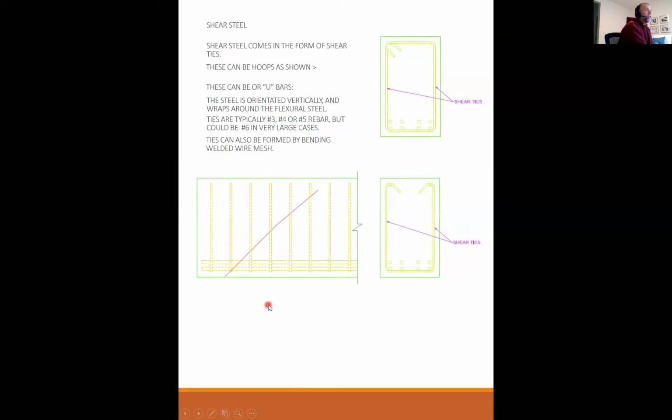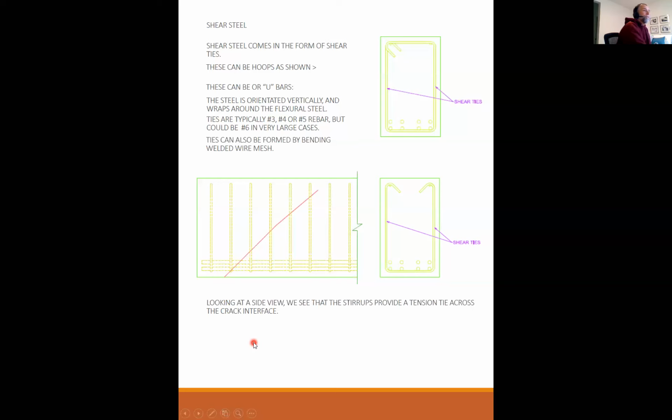Okay, so here's my beam. I don't want to say it's failing, but it's cracking in shear. This is my shear crack. Remember, it goes at a 45-degree angle. And if you notice, this shear crack is crossing 1, 2, 3, 4 shear ties. So I've got 4 sections of steel times 2 legs each that are holding these 2 halves together.